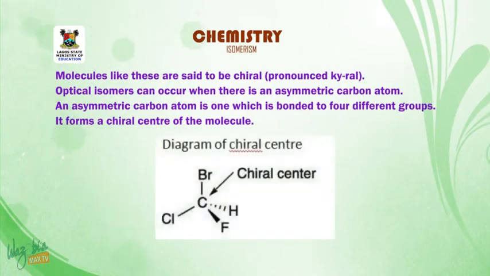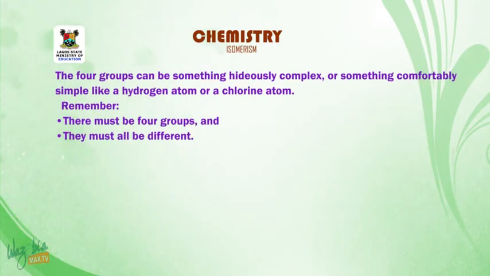Molecules like these are said to be chiral. Optical isomers can occur when there is an asymmetric carbon atom. An asymmetric carbon atom is one which is bonded to 4 different groups. It forms a chiral center of the molecule. Now, in a chiral center, the 4 groups can sometimes be hideously complex, or something comfortably simple like a hydrogen atom or a chlorine atom. Remember that for a chiral center, there must be 4 groups and they must all be different.